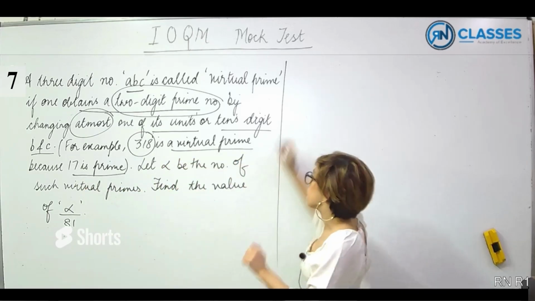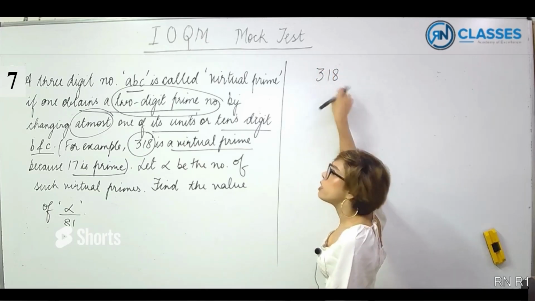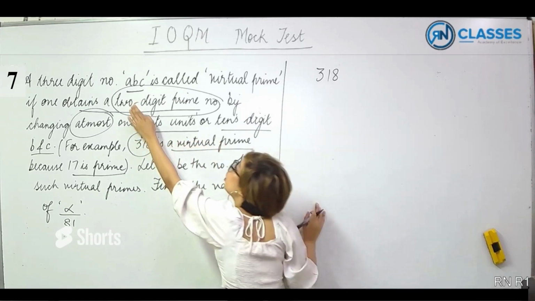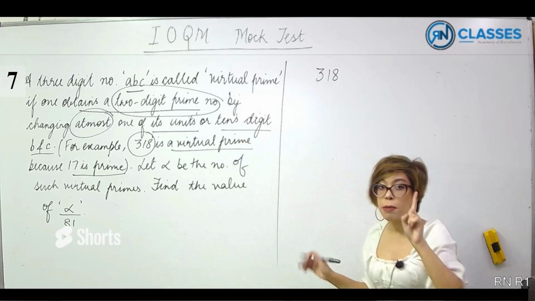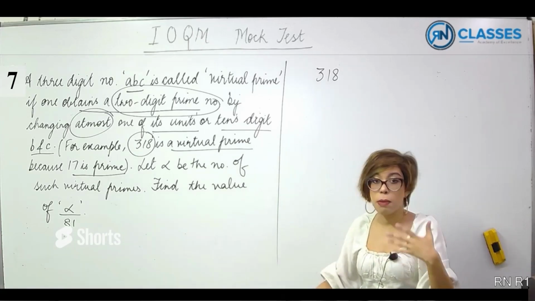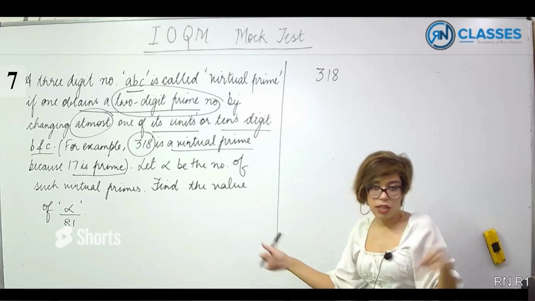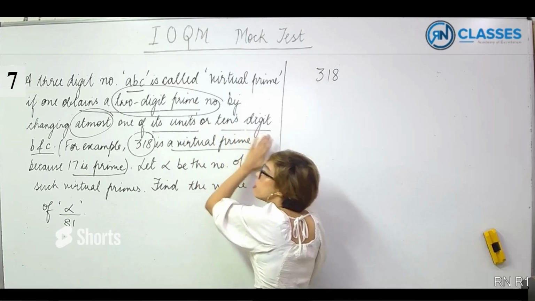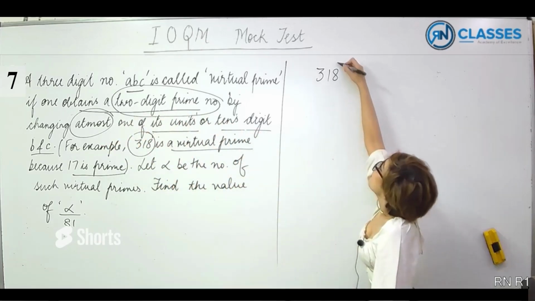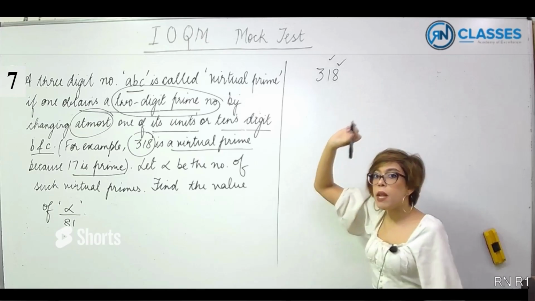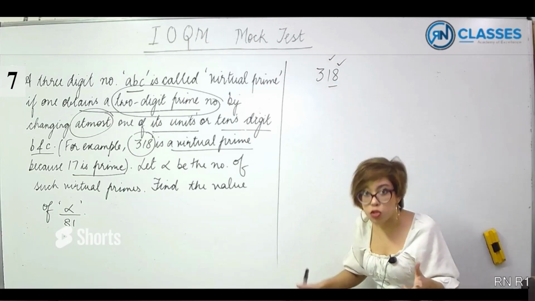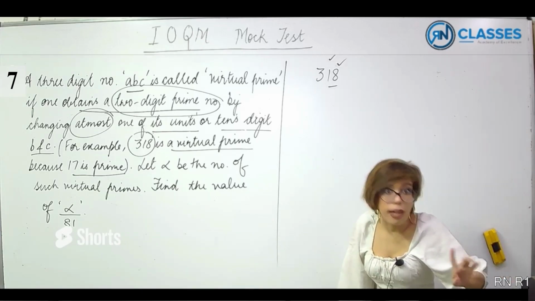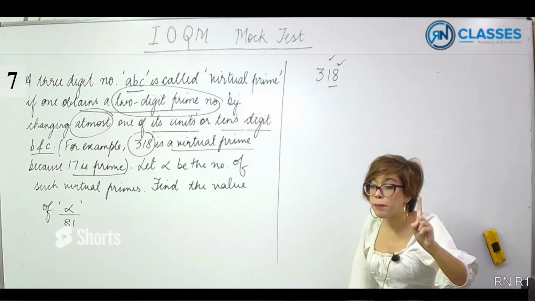Okay. Let me just analyze this. Now 318. Obviously, this is a 3-digit number. Now he says it is a virtual prime. That means I can obtain a 2-digit prime number. So maybe I can have 11, maybe I can have 23, maybe I can have 73, and so on. By changing at most one of its units or 10th digits B and C. So unit is 8, obviously 10 is 1. By changing at most one of these. At most. So either I can change none of these, or I can change one of these. Not both, because he says at most one.